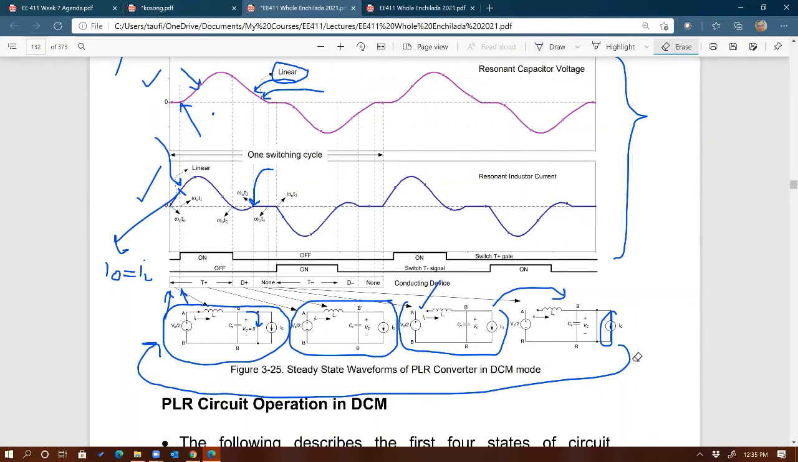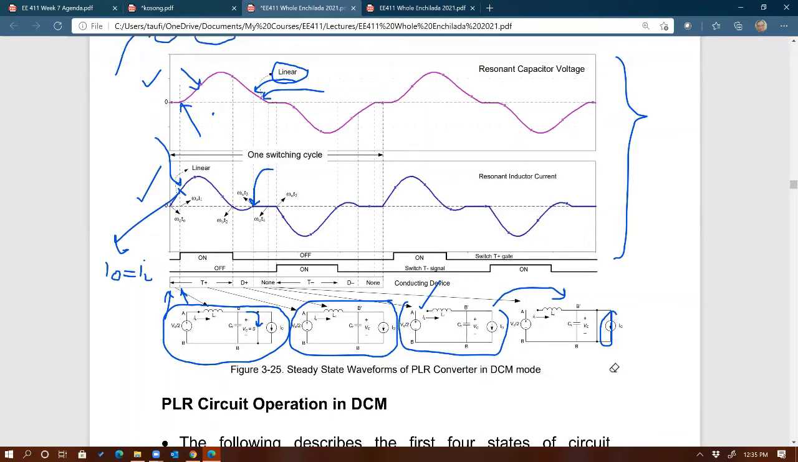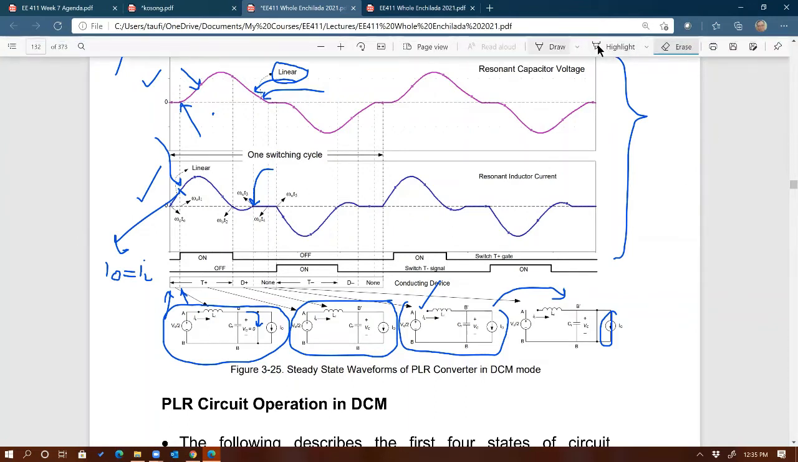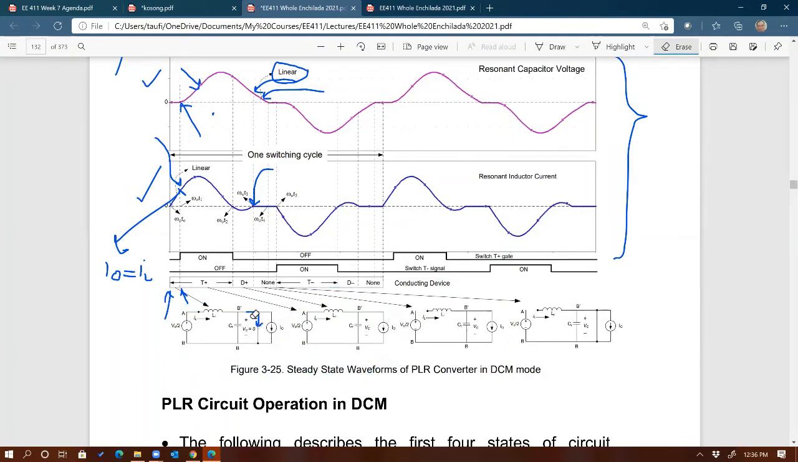So you can see that this is different from SLR in that not every state is a resonant circuit. In fact, there's only one resonant circuit out of these 4 states, which is this one right here. In SLR, you have 5 different states in DCM, 4 are resonant and 1 is not. But here you have 4 states with 1 being resonant, the other 3 are not. Any questions?